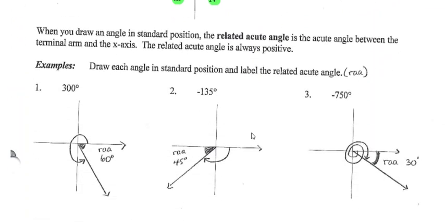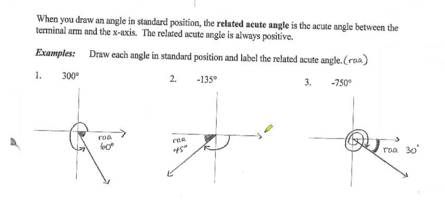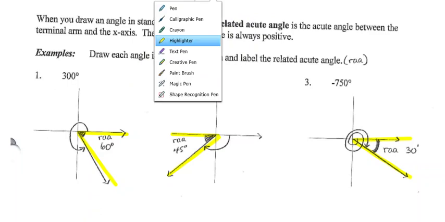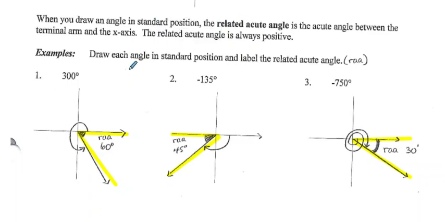All right. So far so good, I hope. When you draw an angle in standard position, the related acute angle is the angle between the terminal arm and the x-axis. Alright, so x-axis, terminal arm. X-axis, terminal arm. I'm trying to get this as nice as possible. X-axis, terminal arm. Okay? So, the related acute angle. I'm going to draw it in here.